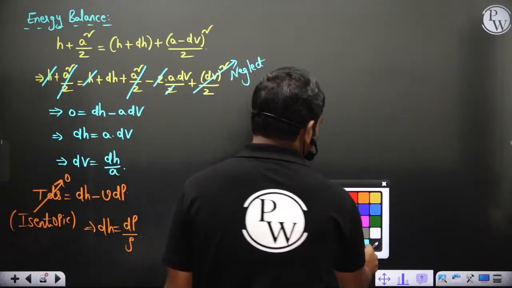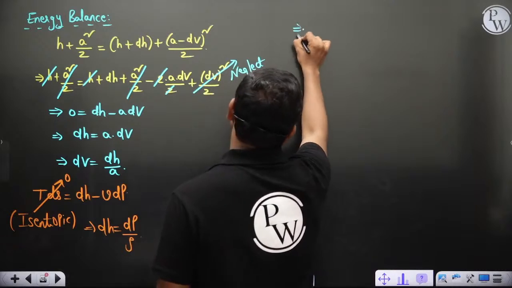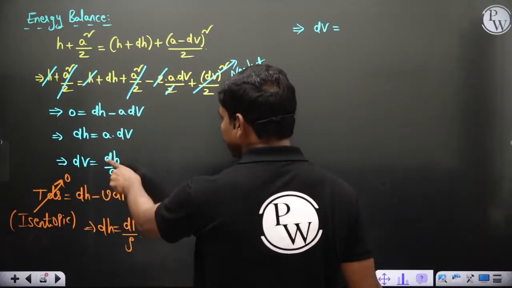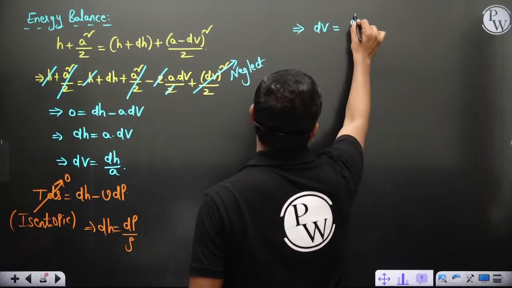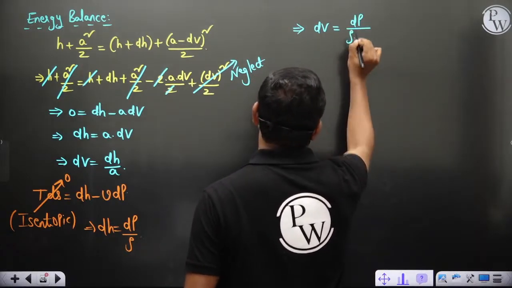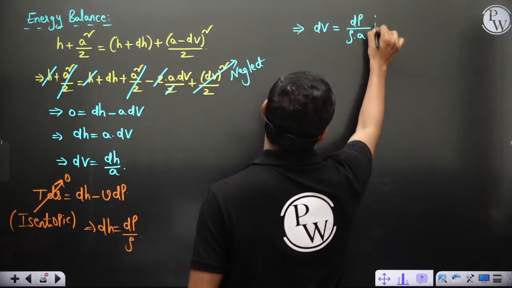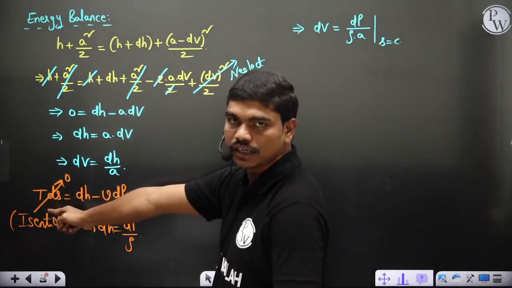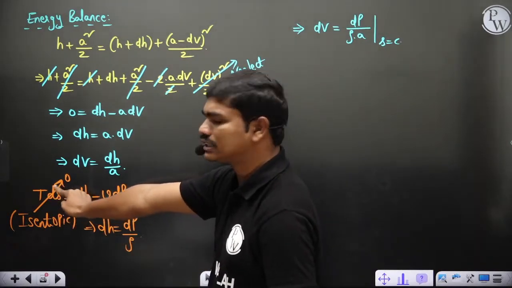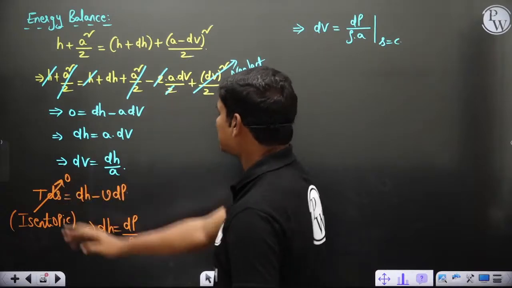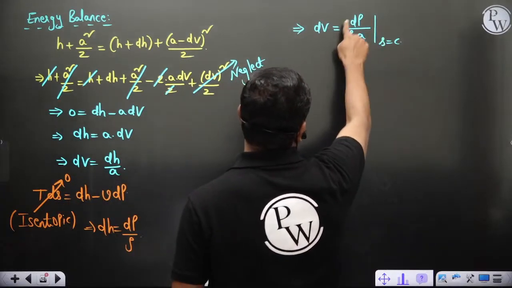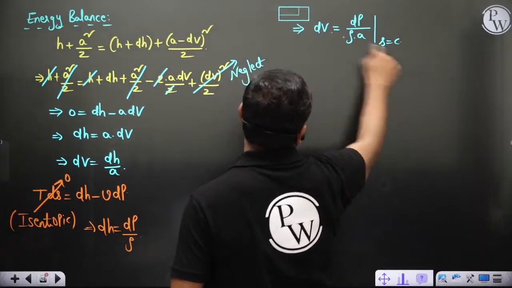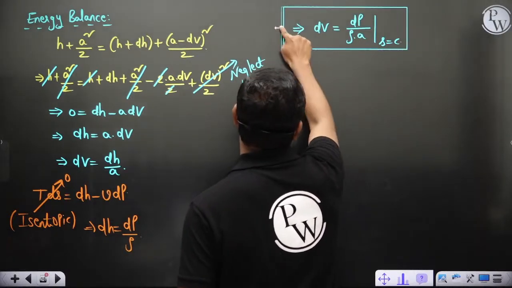Okay, now this tells you something, that your dv is equal to dh, which is dp by rho into this a, and this is under adiabatic conditions, s is equal to constant, otherwise this ds is not 0. If this is not isentropic, you cannot put ds equal to 0, so this is isentropic, which means your dv can also be expressed in terms of pressure change at s is equal to constant. So this is one more equation.